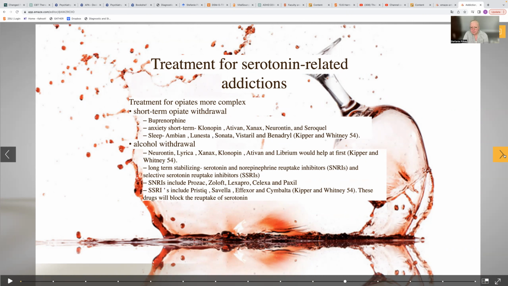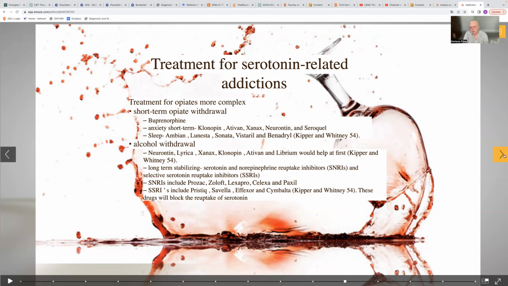Vistaril, and Benadryl. For alcohol withdrawal, we're looking at Neurontin, Lyrica, Xanax, Klonopin, Ativan, and Librium would help at first. Long-term stabilizing would include SNRIs or SSRIs, and some of the SNRIs include Prozac, Zoloft, Lexapro, Celexa, and Paxil, and long-term SSRIs can include Pristiq, Savella, Effexor, and Cymbalta.